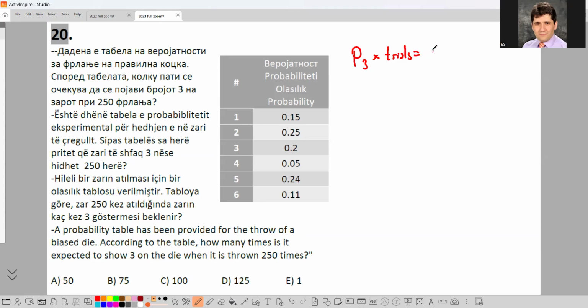So the probability of the number 3 is 0.2 times how many trials we perform, 250, and that is 50. If you want, we can do something like this: 2 over 10 times 250, cancel, cancel. We cancel this 10 and this one, so finally we get 2 times 25, that is 50. So we expect to have the number 3 shown 50 times.